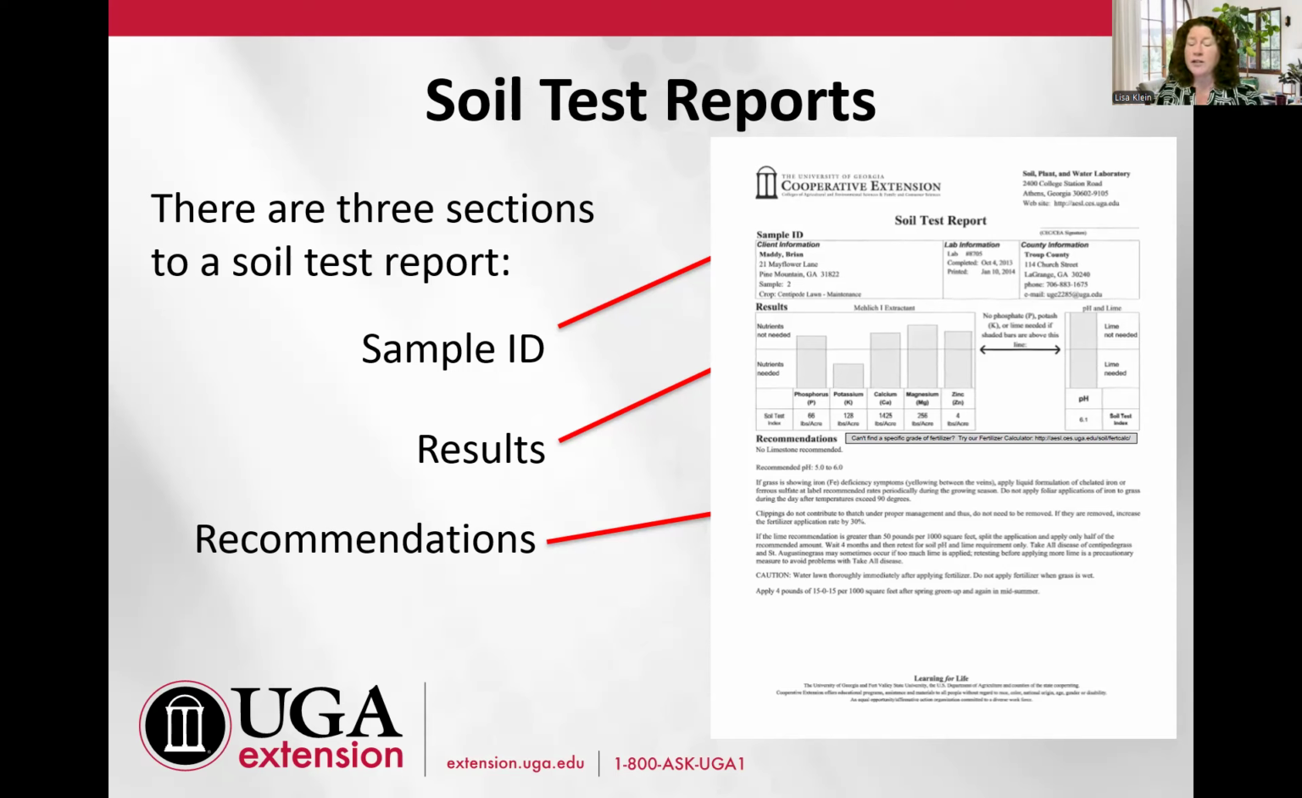And then the recommendations. Those crop codes that I was telling you about, the crop code is what the lab uses to put that information there. So if you said you were testing for blueberries or Bermuda grass, they're going to give you recommendations based on those crop codes for those particular crops.